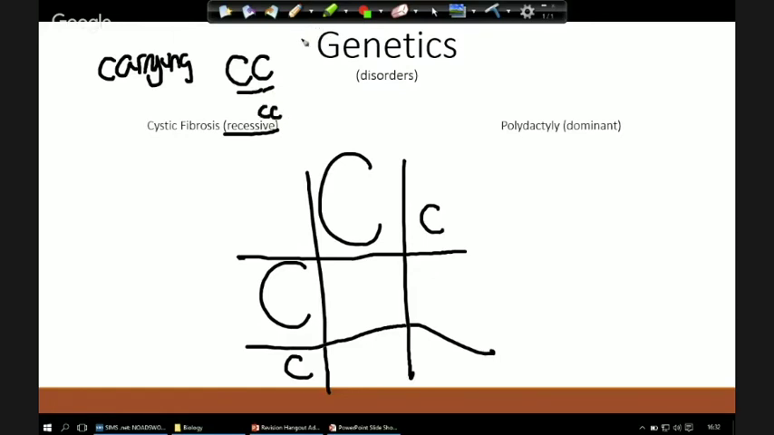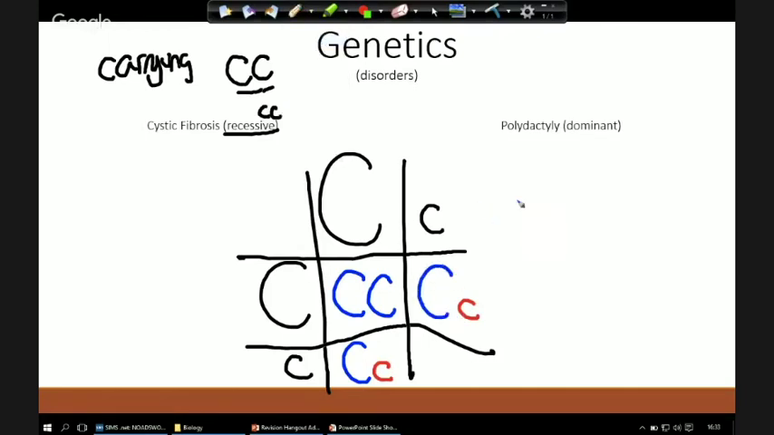So with that in mind, what are our chances of getting cystic fibrosis? Well, actually, this goes back to Mendel's original work. We've got two C's here. We go down and across. We've got a big C and a little c, but the big C will win. We've got a big C and a little c.